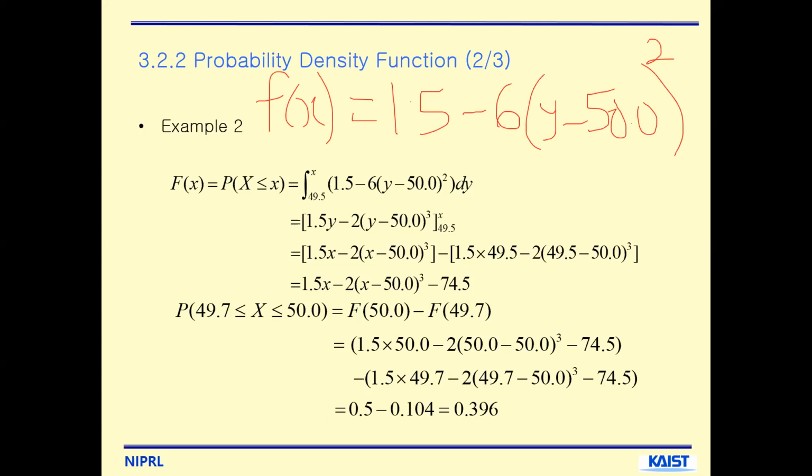Give me 1 second. Okay. You were given that one. Can you see that now? This is a PDF. Okay.